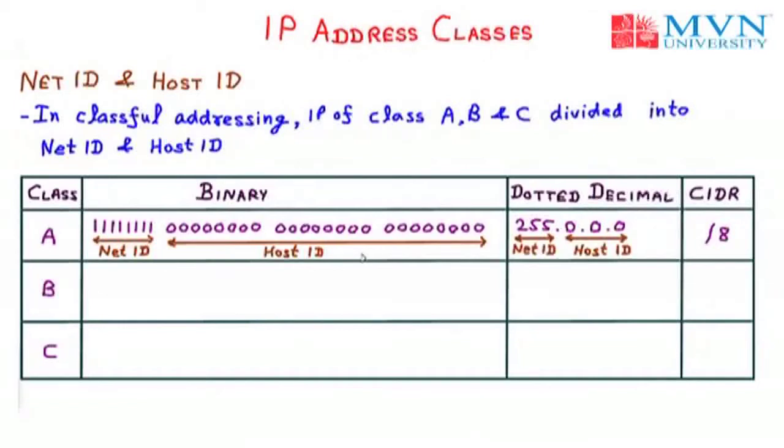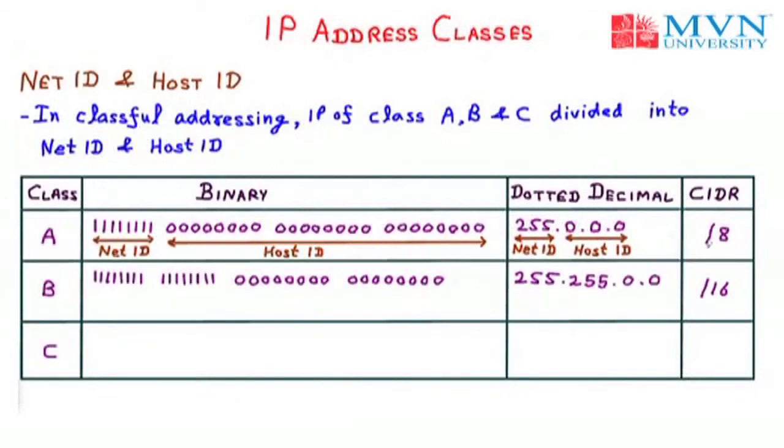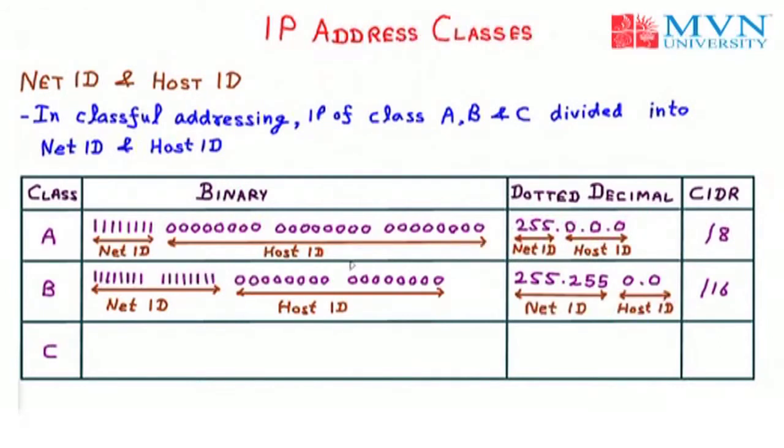Now next we have class B. In class B the CIDR is /16. That means the first 16 bits will be 1 and the rest are zeros. In the same case, if you are using the decimal dotted notation, we have the first 2 octets as 255 and the rest are 0. Again the 1s are my net ID and the 0s are our host ID. And if we are using dotted decimal, the first 2 octets are the net ID and the rest are the host ID. In class C, we have the CIDR /24.